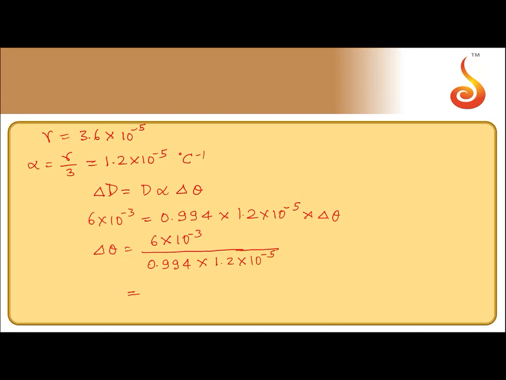So if I take this to numerator, it will be 100. So 600 by 1.2, 500 divided by 0.994. 0.994 is approximately 1. So roughly it is 500 degree Celsius. This should be the rise in temperature. So rise in temperature should be 500. So again that is option C.